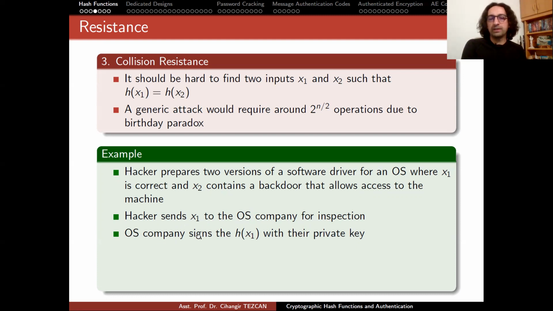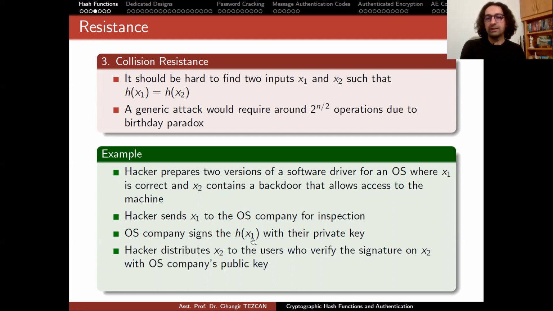So in this case, the operating system company signs the H of x1, where x1 has no malware in it, but the hacker now distributes x2. They put this file on their web page, and people download it. When they try to install this driver, the operating system will check the H of this driver, which will be H(x2), but it will be equal to H(x1). And the operating system will think that, okay, I signed this file, so it is secure, and you can install it into your computer, and this way you get the virus. This is because H(x1) equals H(x2), and the signature works.